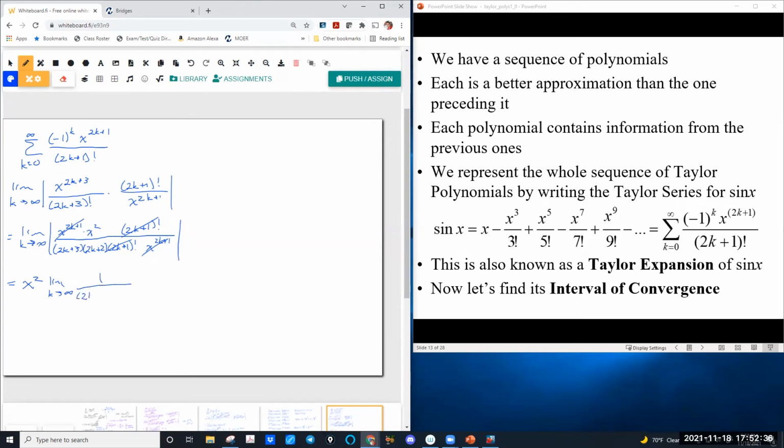1 over 2k plus 3 times 2k plus 2. So once again, we have a situation where the denominator's growing and the numerator's not. This limit goes to 0. So this thing is going to be less than 1 for all real numbers. So that's going to be our interval of convergence. Or if we wanted our radius, it'll be infinite.